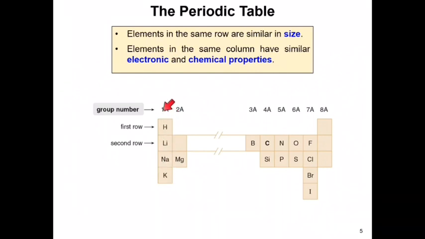These are the most reactive metals in the periodic table. Similarly, group 7A elements, the halogens, are the most reactive non-metals. And finally, group 8A elements, the noble gases, these are the most stable elements in the periodic table, which also means that they rarely react with other elements.